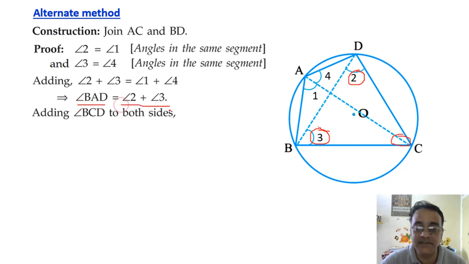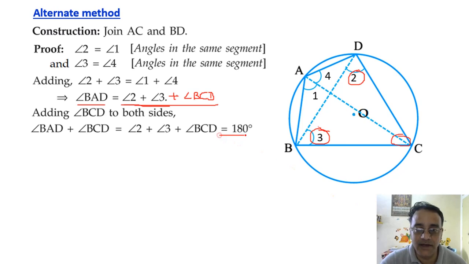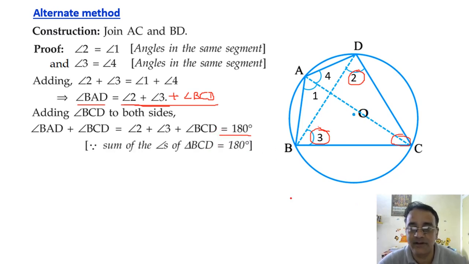ये दोनों side में angle BCD मैं add कर रहा हूँ. So right hand side में जब angle BCD हम लोग add करेंगे, see carefully. What will you get on the right hand side total? 180 degrees. जो हम लोग अभी discuss किए थे, the sum of these three angles is 180 degree. So we'll get 180 degree. Why? Because of the angle sum property of triangle, or sum of interior angles of triangle BCD is equal to 180 degree.